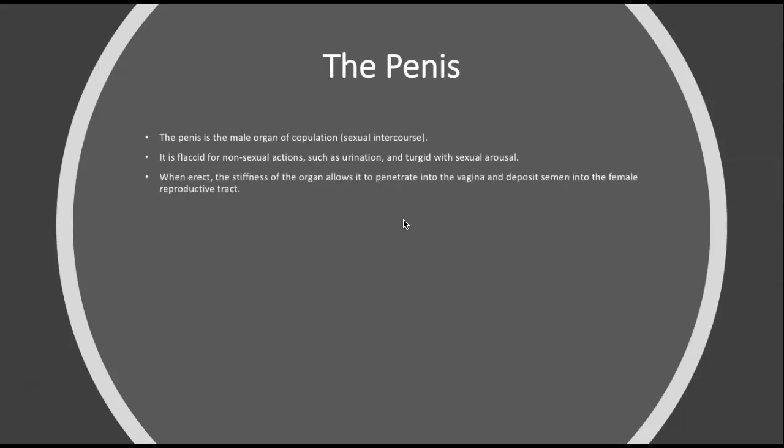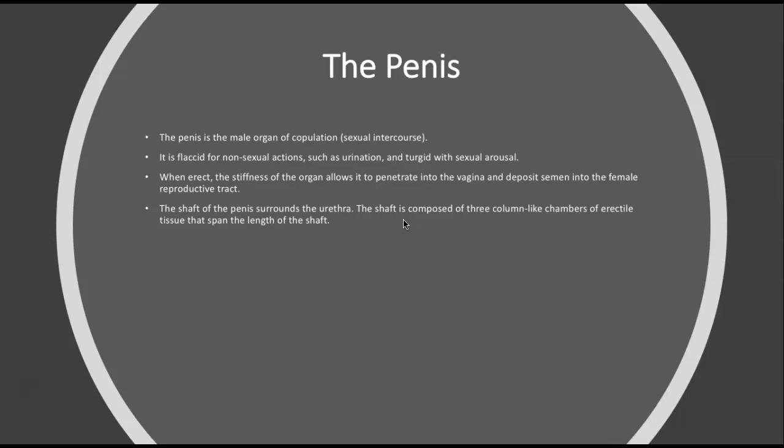Okay, the next we'll talk about the penis. It's the male organ of copulation, which is, of course, sexual intercourse. It is flaccid for most actions that are non-sexual, urination as one example, and turgid or hardened with sexual arousal. When the penis is erect, the stiffness of that organ allows it to penetrate into the vagina, deposit semen into the female reproductive tract. The shaft of the penis surrounds the urethra, which is external for men, of course.